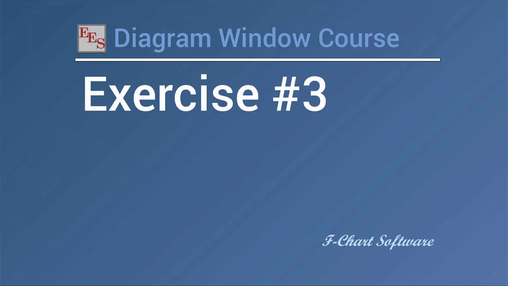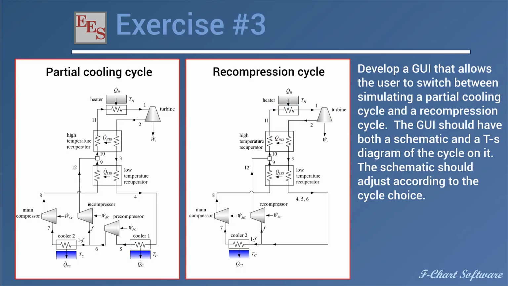Alright, so this is the third exercise now in the diagram window course. What we've learned since the last exercise were two things. We learned how to put EES plots onto a diagram window, and we also learned how we can build drop-down menus, so string lists, and map different equations to different selections in the string list. And so this exercise will force you to use both of those skills.